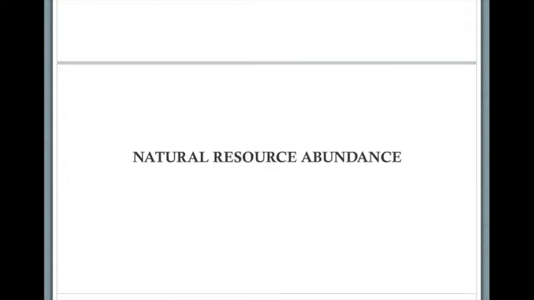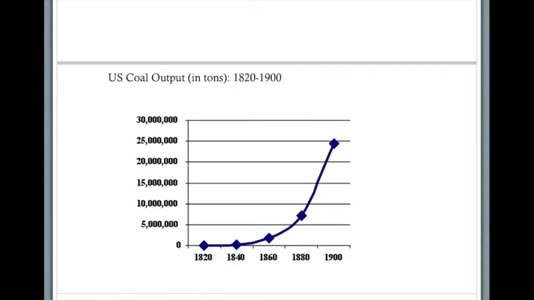Let's talk about natural resource abundance first. As you can see from this chart, coal increases quite a bit from 1820 to 1900. And what coal was used for was railroads. Railroads ran on steam, which was produced by coal and water. So all of those railroad tracks that you saw, coal was very instrumental in helping those, of course, move along.